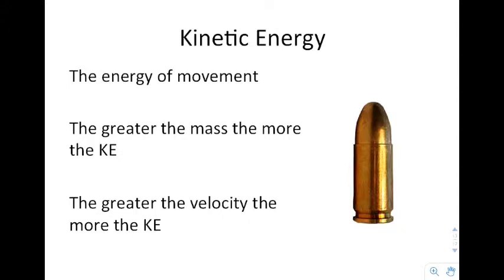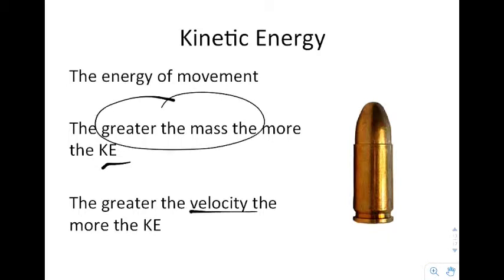Next, we need to talk about kinetic energy. Kinetic energy is defined as the energy of movement. So whenever something moves, and everything generally moves, it's going to have some sort of kinetic energy. Now, the greater the mass, the more kinetic energy, and the greater the velocity, the more kinetic energy. Something like a car moving at 60 miles an hour is going to have more kinetic energy than something like a cloud moving at 60 miles per hour. And whenever you have something like a car moving at 100 miles per hour, it's going to have more kinetic energy than a car moving at 20 miles per hour.